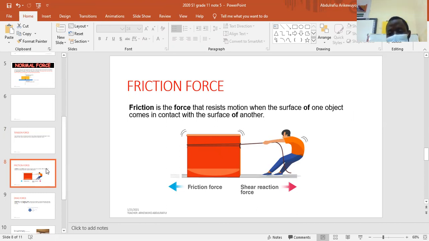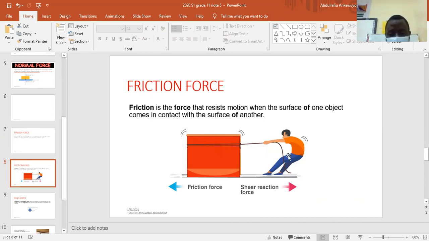Now, you will see that in friction force also, we have two surfaces in contact. But the difference between friction force and normal force is that in friction force, there is movement. In normal force, there is no movement. So when you have two bodies in contact that are sliding or are moving against each other, then you have a friction force.